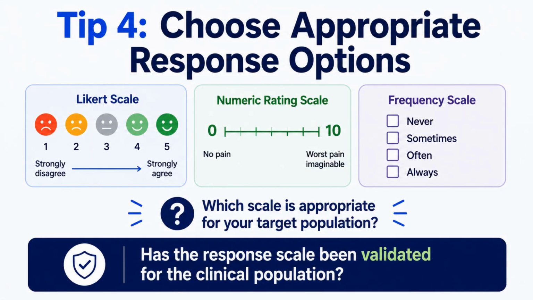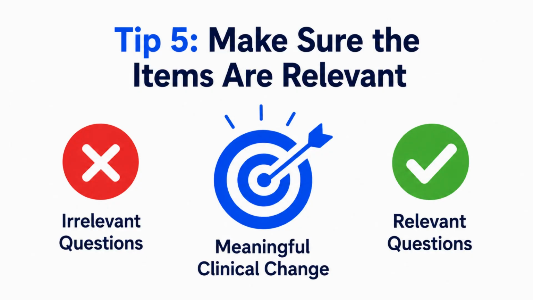4. Response options need to be consistent and appropriate to the study and target population. Has the response scale that you are intending to use, such as a Likert scale or visual analog scale, been validated for the target clinical population? 5. Make sure the items are relevant. Items need to be sensitive to the specific clinical context where it is intended to be used. The questions need to be relevant enough to detect meaningful changes in the tool. Irrelevant questions or ones that are too vague may not detect changes in the patient's clinical status.